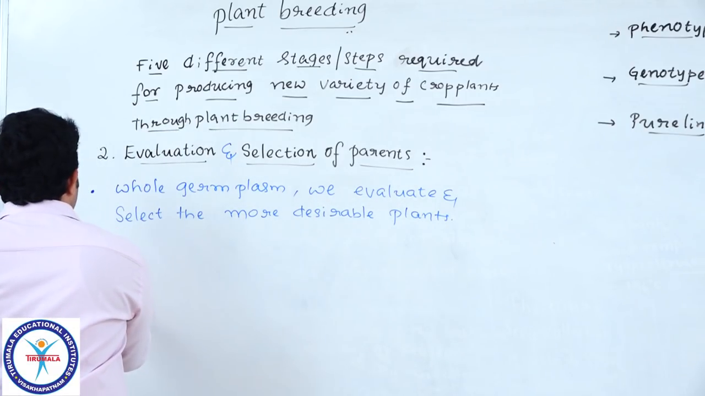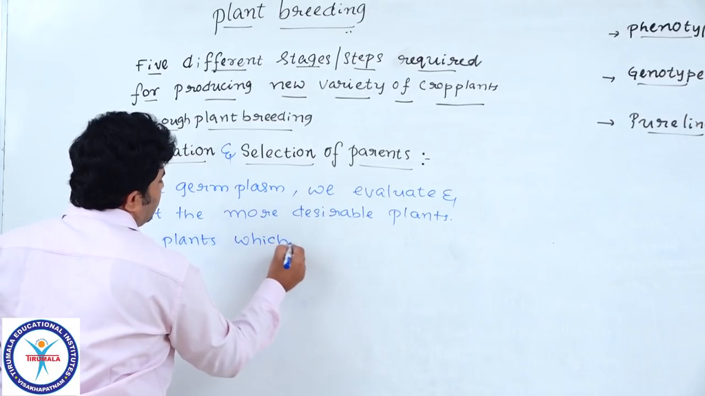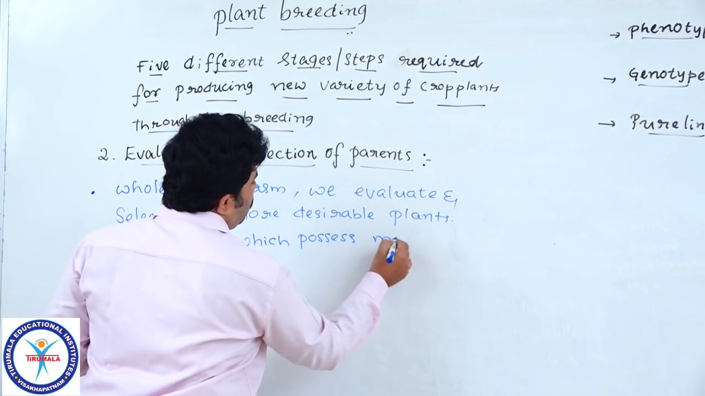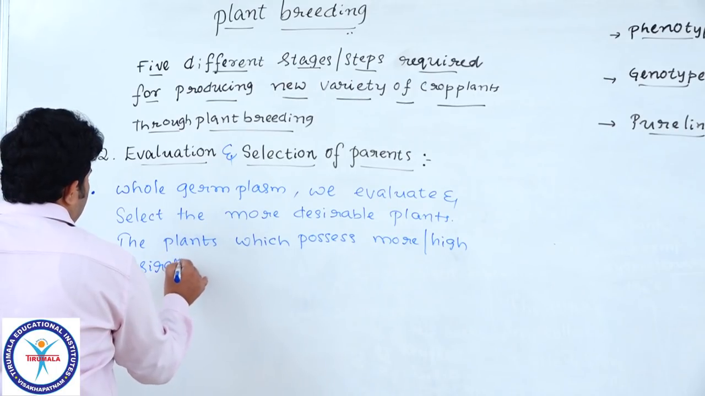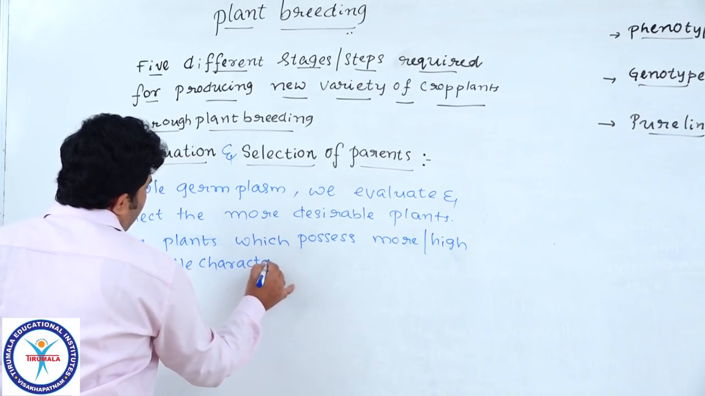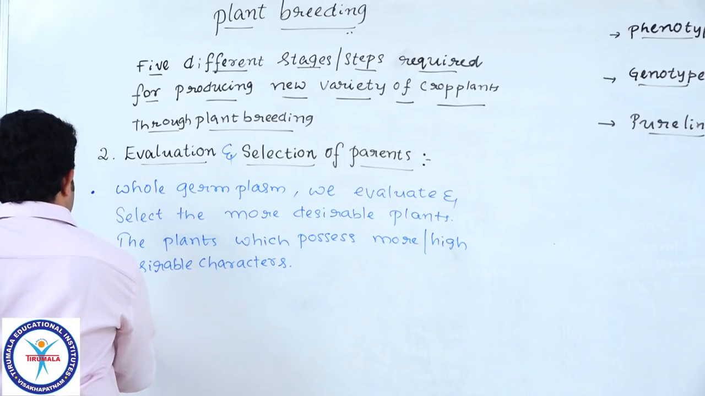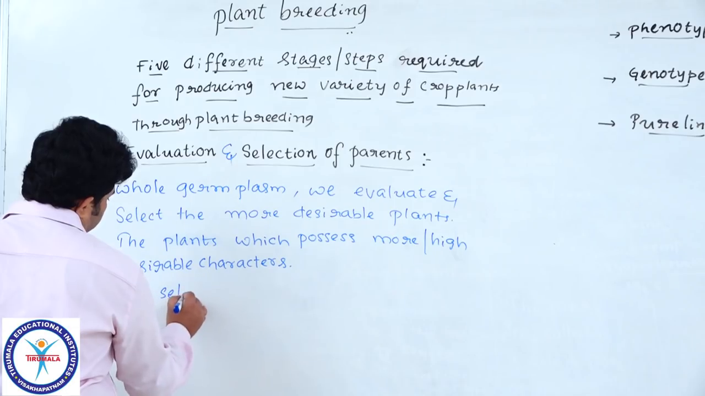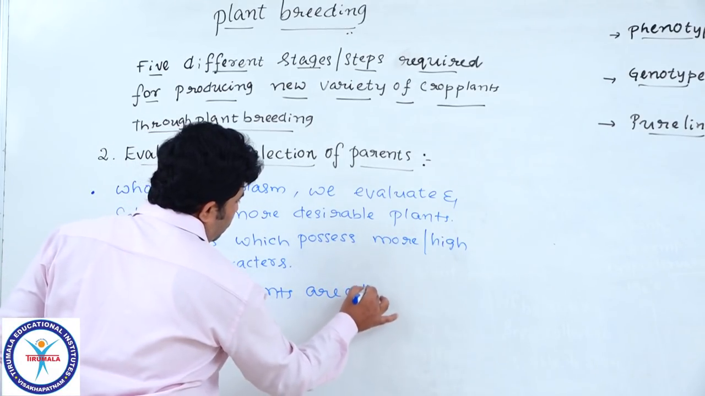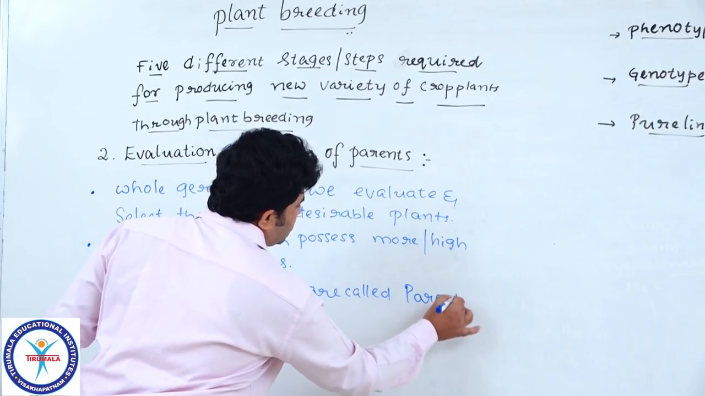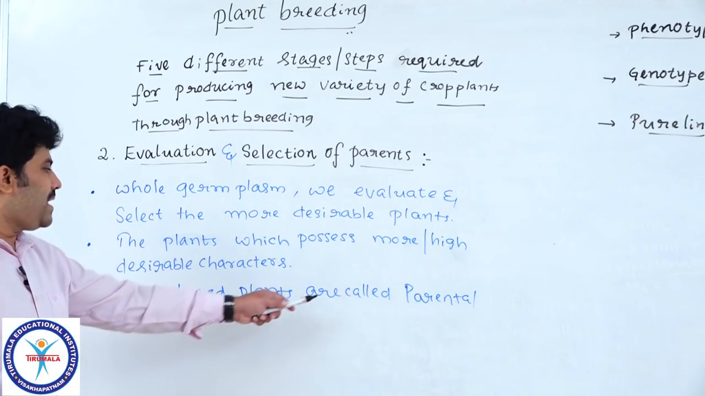More desirable plants means the plants which possess more or high desirable characters, the characters we are observing in the plants. Those plants only we evaluate and select. The selected plants are called parent plants or parental plants.